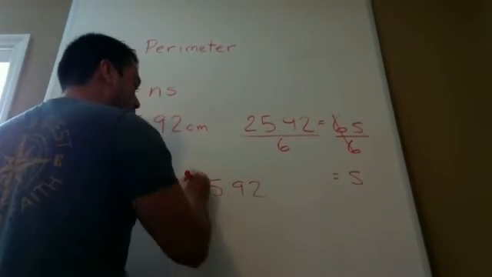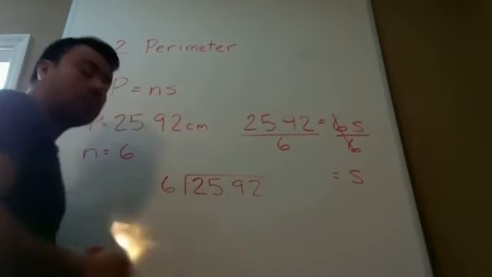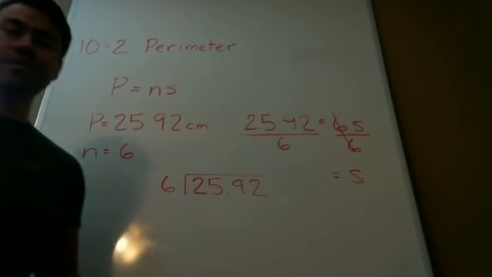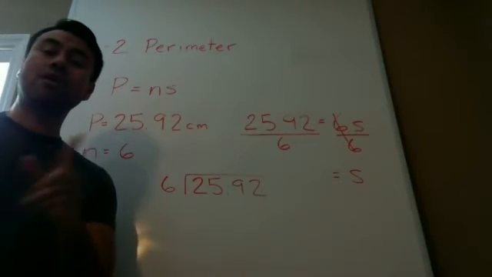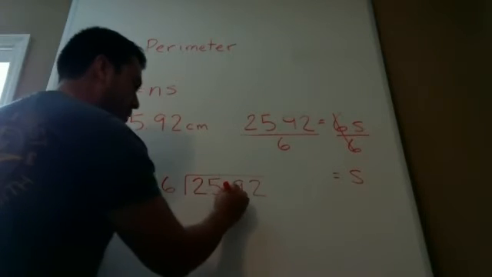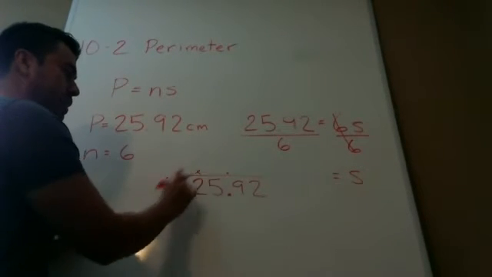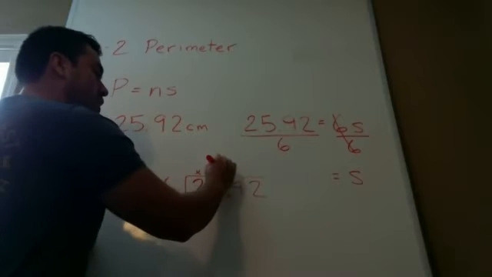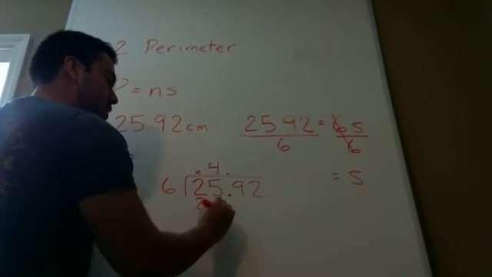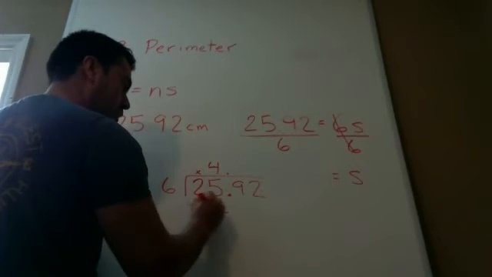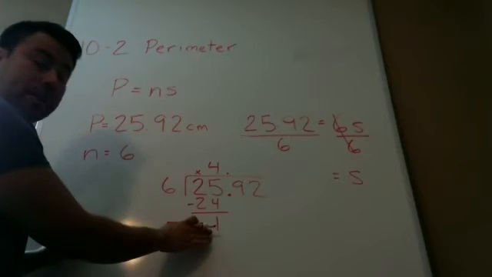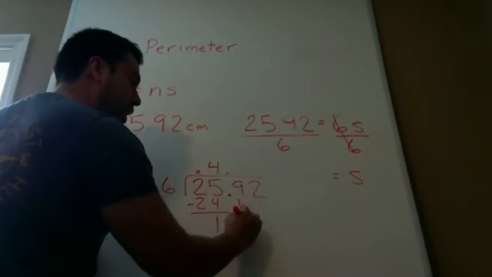25.92. So this lesson is going to test not only multiplication, but also your division. So here I'm going to put my decimal point. 6 doesn't go into 2, but it does go into 25 4 times. 6 times 4 is 24. I have a remainder of 1, and I bring down that 9.